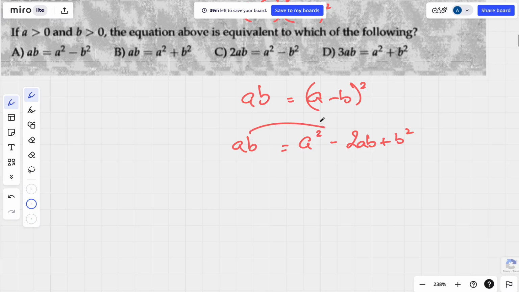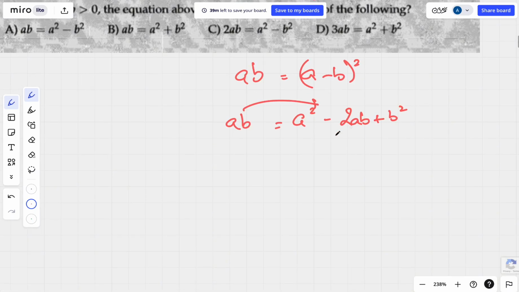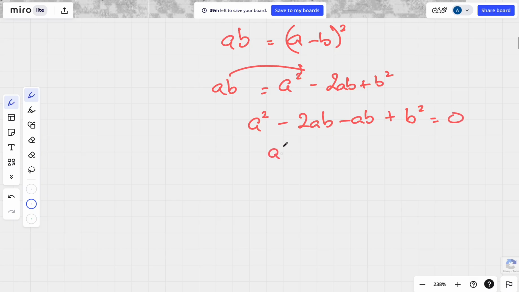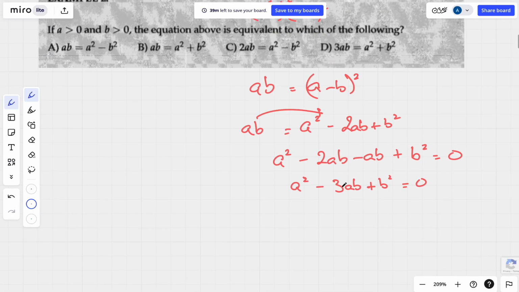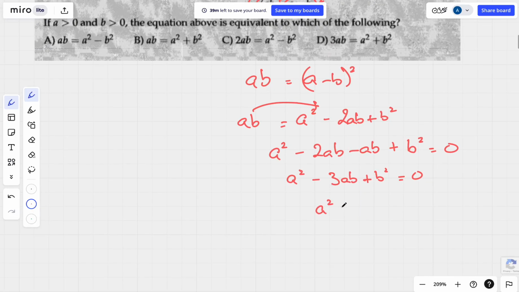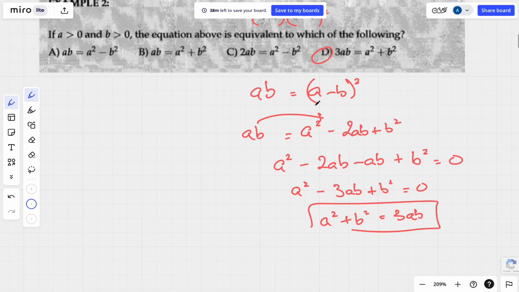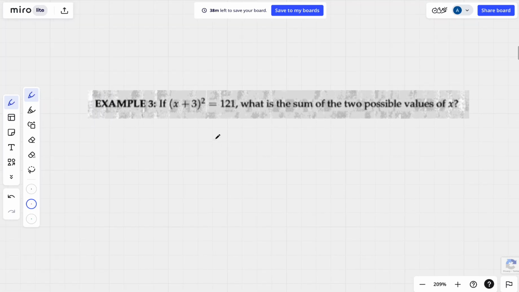Now we can bring this ab on the right side. It'll be a squared minus 2ab and then minus ab plus b squared. That's equal to 0. We can simplify this. We get a squared minus 3ab plus b squared is equal to 0. So we can write this as a squared plus b squared is equal to 3ab, and we have that in D.